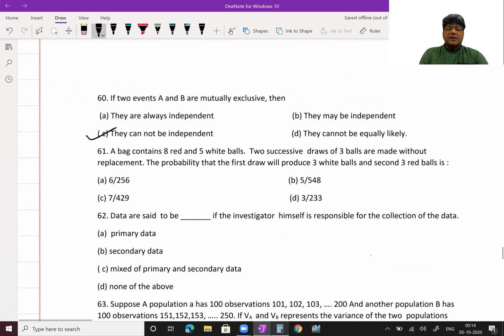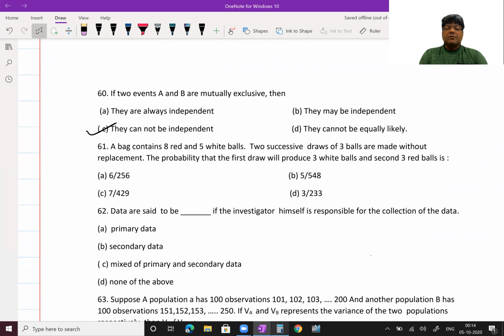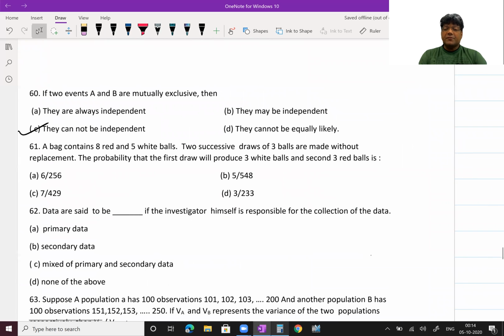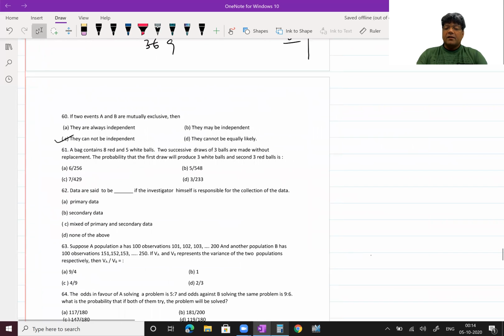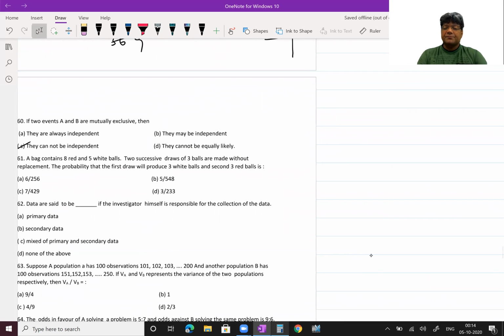A bag contains 8 red and 5 white balls. Two successive draws of 3 balls are made without replacement. The probability that the first draw will produce 3 white balls. Wait. I have to copy this information. First box, 8 red, 5 white. From here one only.